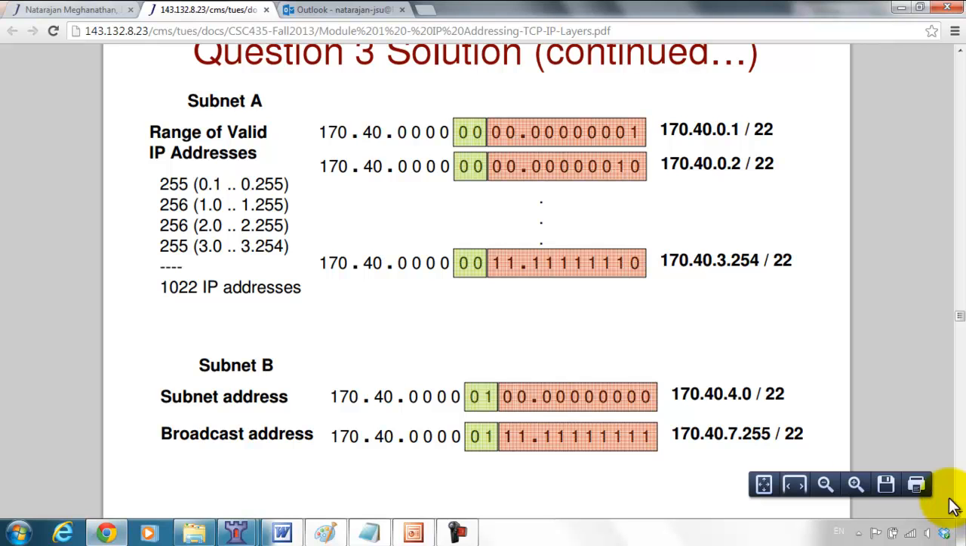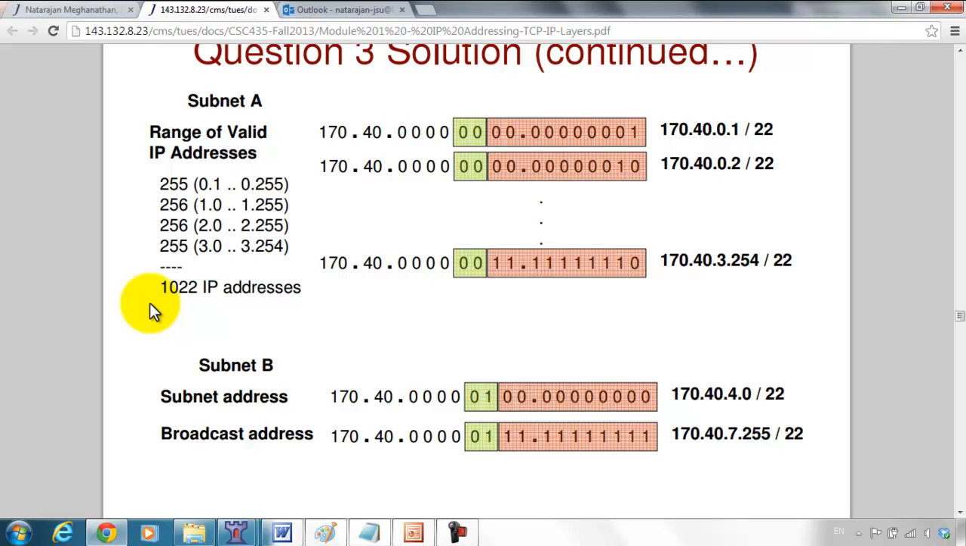So how many IP addresses do we have? Here you can go from 0.1 to 0.255. Remember, that's not a broadcast address because we're using 22 bits for network plus subnet and 10 bits for the host part. Then 1.0 to 1.255 is 256 addresses. Then 2.0 to 2.255 is again 256. And then 3.0 to 3.254, which is 255 addresses. So add up all of them, you get 1022 addresses. Okay? So that's for subnet A.